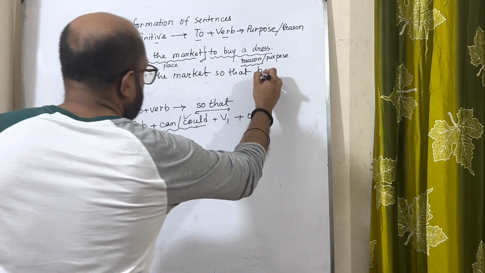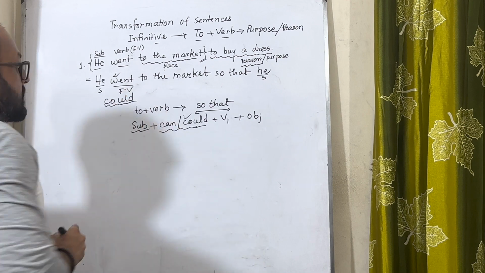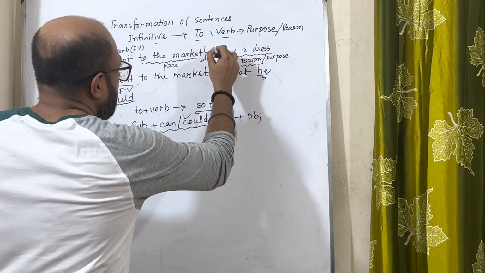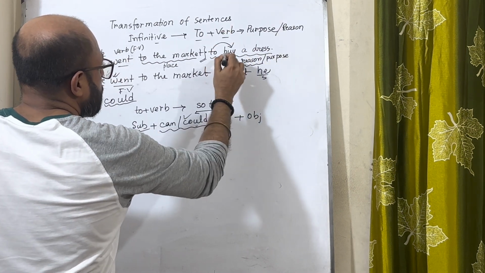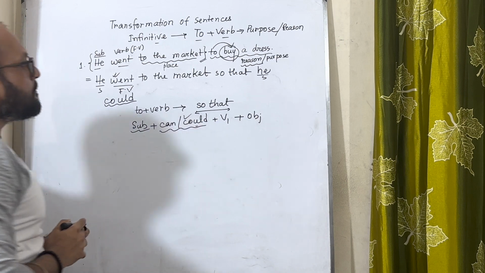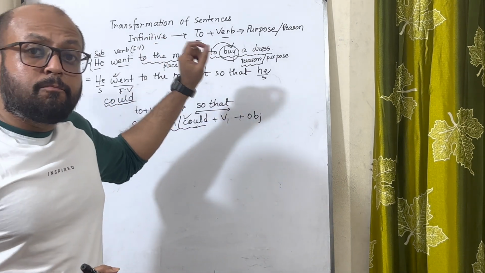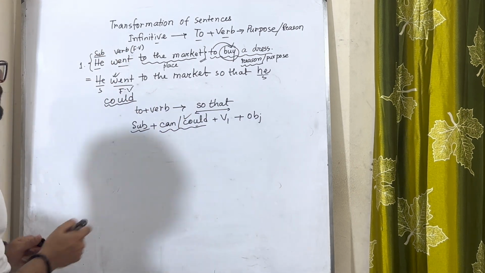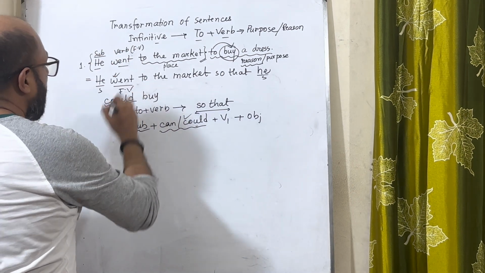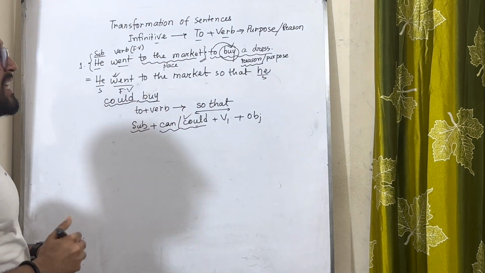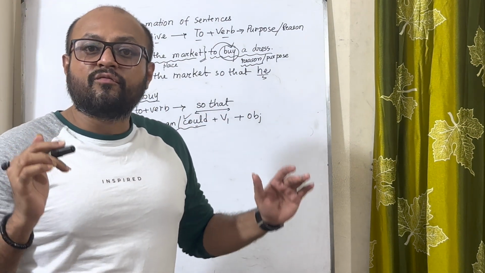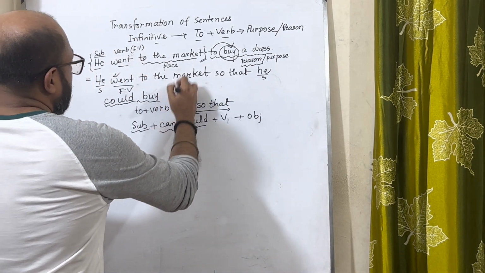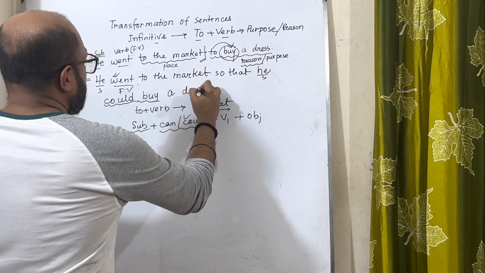So he is the subject and could is the half part of your finite verb, and here after the preposition to, we got the verb buy, and this verb will come here after the could. Now it became could buy, and this is the complete finite verb of my subordinating clause, and the object is a dress.